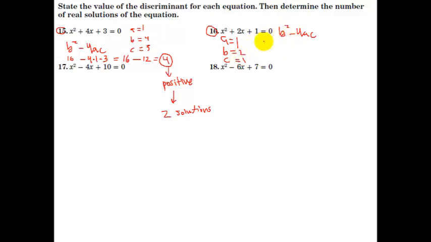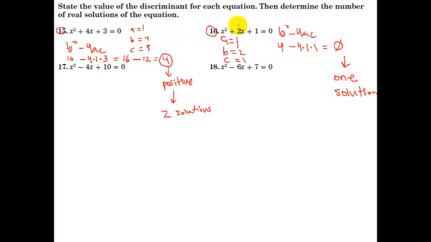Because if you see b squared and you wrote down b equals 2, you're a lot more likely to plug it in correctly. 2 squared is 4 minus 4 times 1 times 1. 4 minus 4 is 0. So this has only one solution. Okay, and it's in fact going to be a double root.